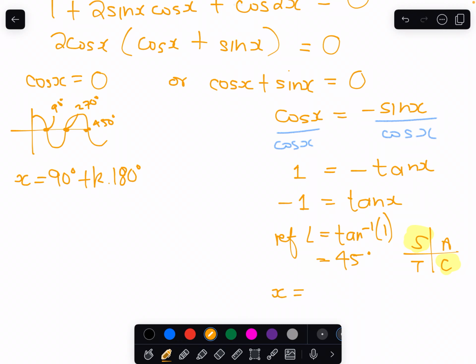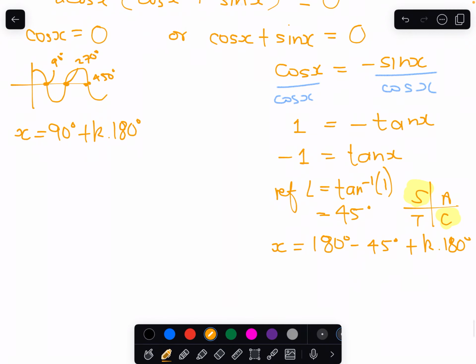So x is equal to 180 degrees minus 45 plus K180, right? And remember the K180 is going to get us into both quadrants, instead of K360. We know this also because of the periodicity of our tan function. It's different to your sines and cosines, because its period is 180 instead of 360.